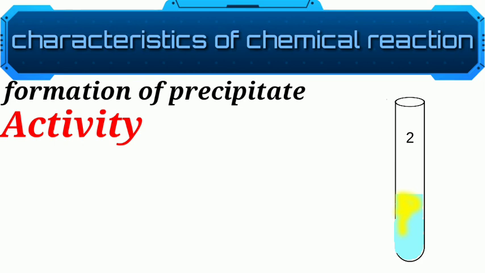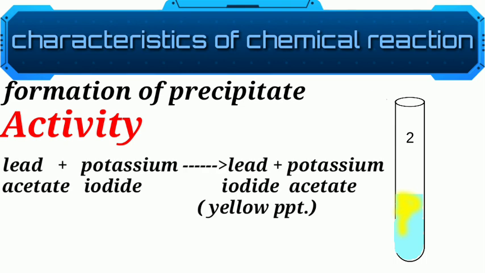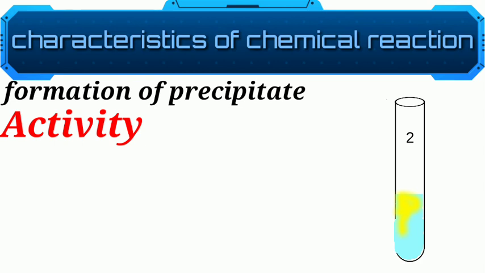Discussion: lead acetate reacts with potassium iodide to give a yellow colored precipitate of lead iodide. So, lead acetate plus potassium iodide is equal to lead iodide plus potassium acetate. Conclusion: a precipitate is formed during a chemical reaction.